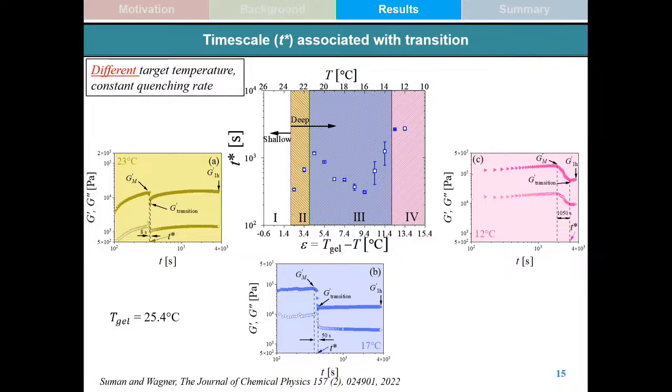is no longer sharp now. Some resistance is occurring to the transition, due to which it takes a finite amount of time to undergo this transition. But the overall take-home message is that it does undergo the transition when you change the temperature drastically to temperatures well below the gel point temperature.